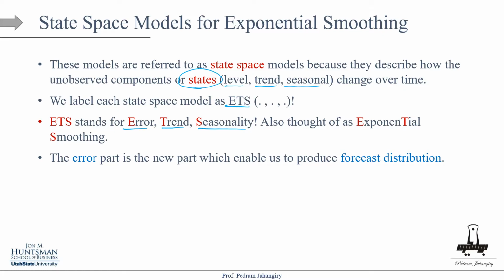So you have seen the trend and seasonality before, right? We said there are 9 different combinations for the two, and now the new thing is the error thing, right? So this error part is the new part, which is going to enable us to produce that forecast distribution. Remember, if I have a time series like this, with modeling trend and seasonality, we can come up with point forecast, right? And now we are adding this error to enable us to create some prediction intervals as well. So let's talk about the details of this error, how we can add it to the model, and then how we can basically formulate it.